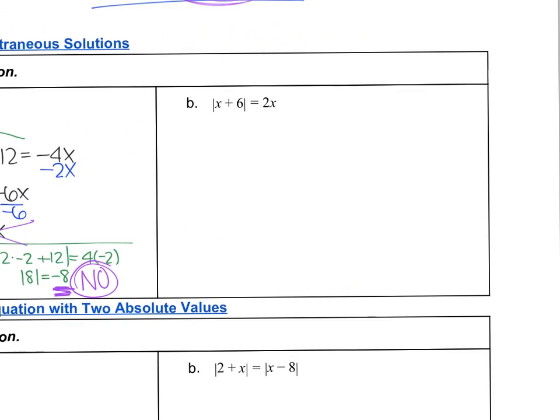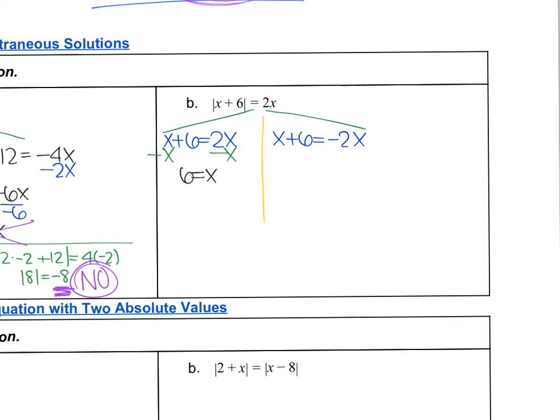Let's try that same thing again. We're going to solve it and then check our answers. So to solve this, I'll make my two equations. My first equation will be x plus 6 equals 2x, and my second equation will be x plus 6 equals negative 2x. I'll solve the first one by subtracting x on both sides to get 6 equals x.